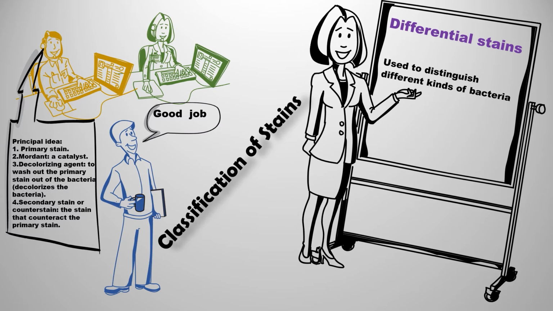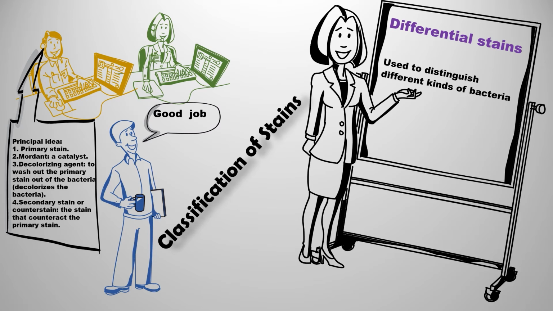Differential stains are used to distinguish different kinds of bacteria, because they have four principles, and those four principles are important to distinguish between the different kinds of bacteria based on color variation. It has a primary stain, then a mordant, which is a catalyst, then a decolorizing agent, and then a secondary stain or counterstain is also found. Those work together to make a differential stain.